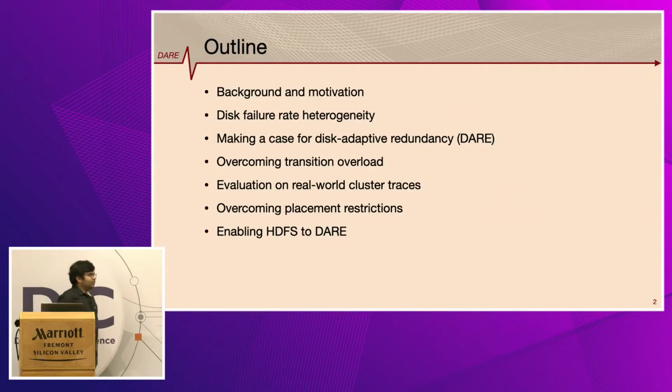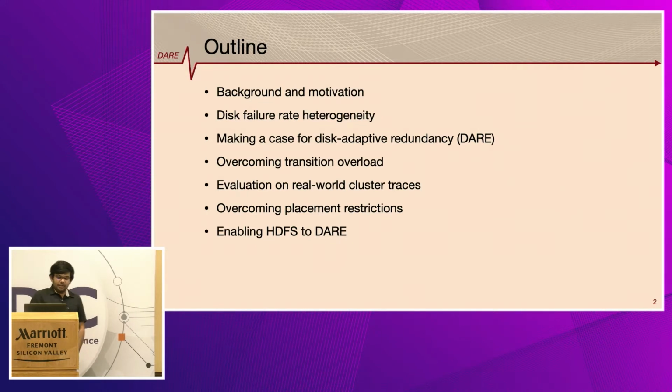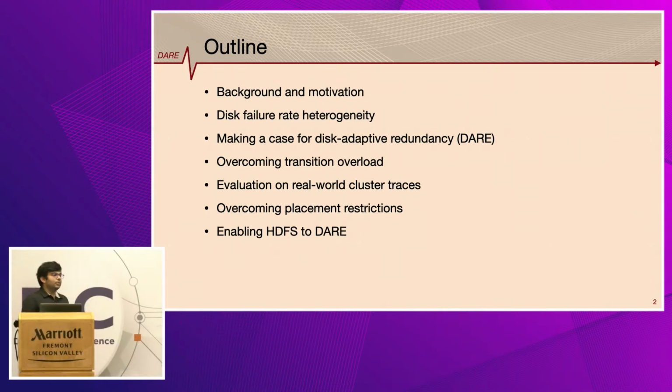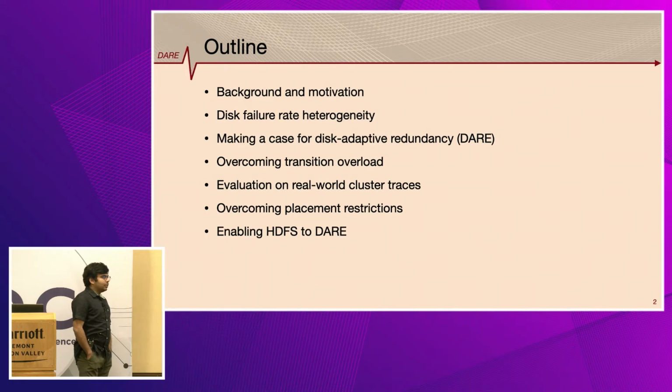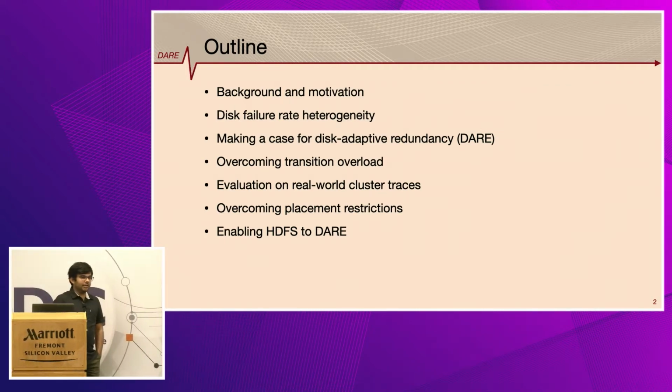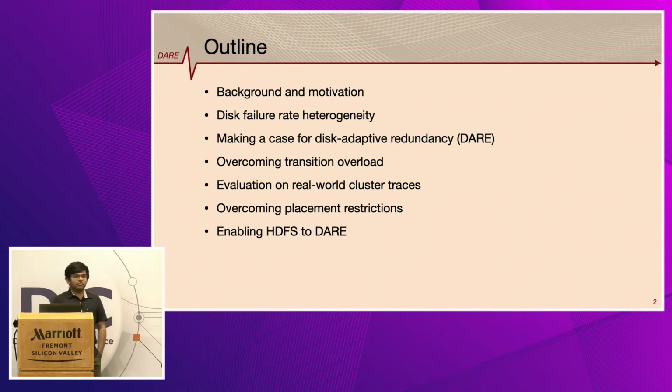So in this talk, I'm going to go through some background and motivation, followed by some disk failure rate heterogeneity collected in the field, then making a case for disk adaptive redundancy, then showing how we can overcome something called transition overload of changing redundancy schemes, evaluation on some real-world cluster traces, and finally the newest work, which is about overcoming placement restrictions that are posed by other disk adaptive redundancy systems, and finally a small, very brief look at how we can incorporate this in a real system like HDFS.